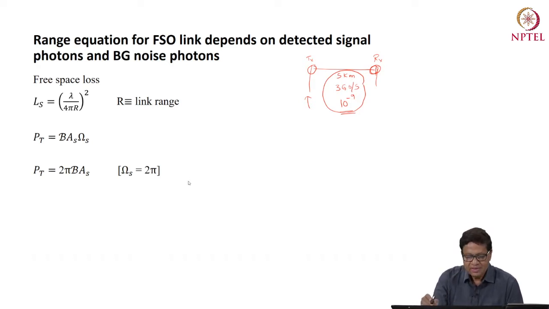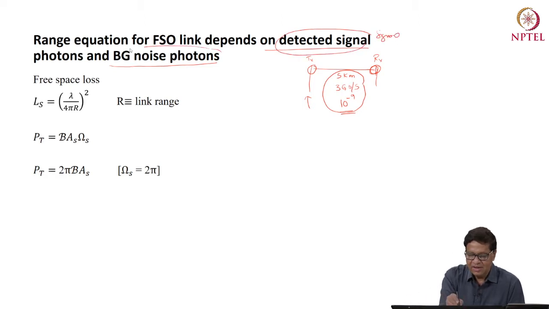So the idea is how many photons I detect as signal, and how many are background noise photons. They can come from solar radiation, or from noise of the receiver. So basically this gives me the signal part, and this will give me the noise part. So this also includes detector noise.